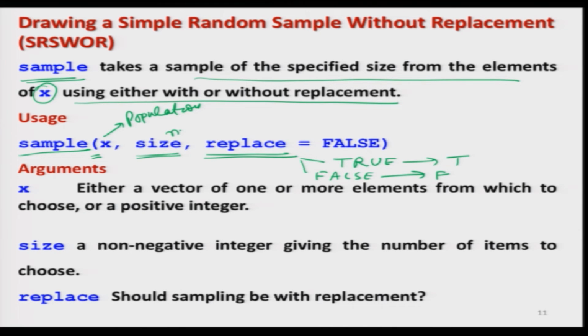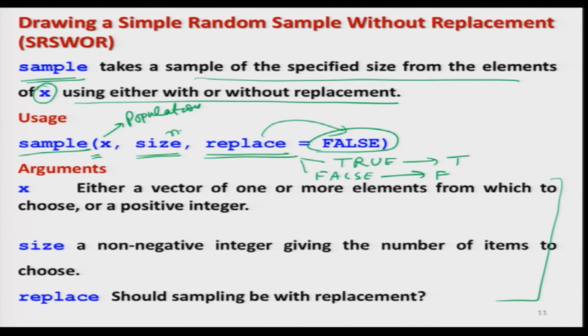So, if I use replace equal to FALSE, do you not think that the meaning itself indicates whether you are drawing the sample without replacement or with replacement? You are saying replace is FALSE, that means you do not want to replace. When you do not want to replace, this is sampling without replacement. So, that is actually the default, but if you want sampling with replacement, this replace will become TRUE. In this case you have to write TRUE, that is all. So, now we have indicated all the meanings of x, size and replace.